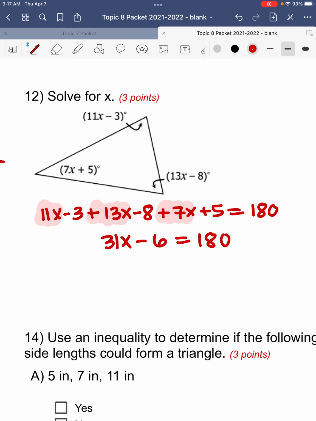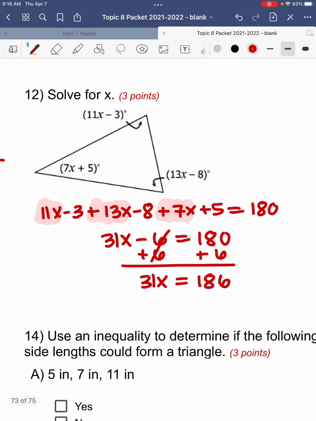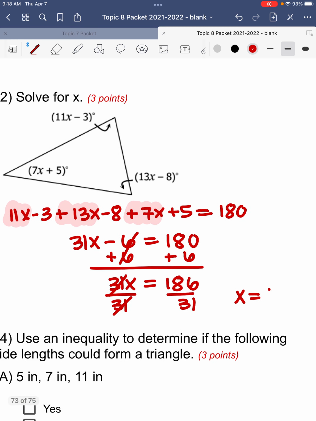So now this looks like a 2-step equation that you can solve. We start away from our x first. So I'm going to add 6 on both sides. My 6's cancel out, leaving me with 31x equals 186. Now to get that x by itself, I need to divide by 31 on both sides. My 31's cancel out, and x equals 6.